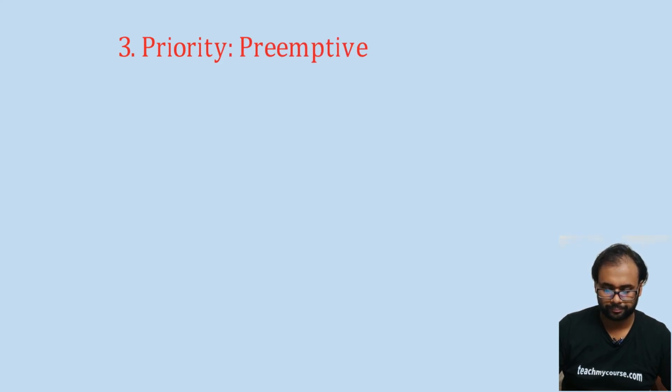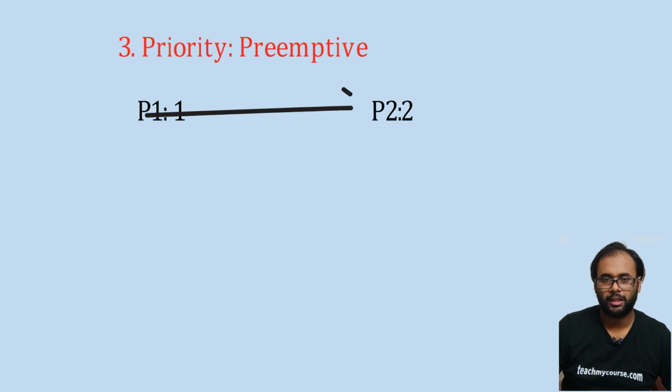Then another is priority scheduling, which is also a preemptive type of scheduling. Suppose P1 has priority 1, the highest priority, and P2 has priority 2. So if P2 is executing, then P1 can interrupt the process because P1 has higher priority.